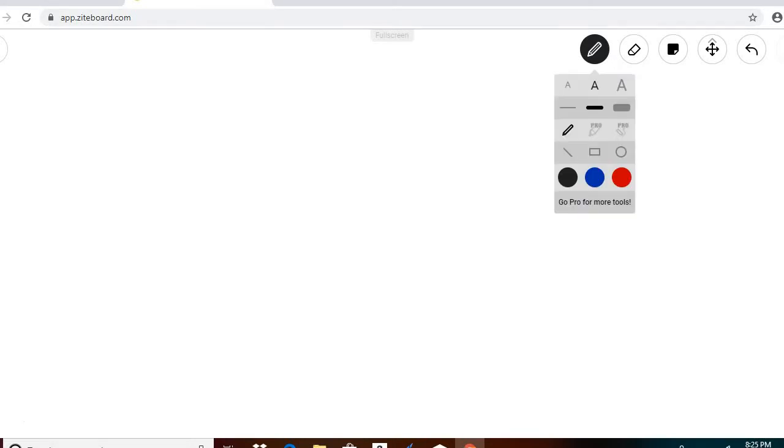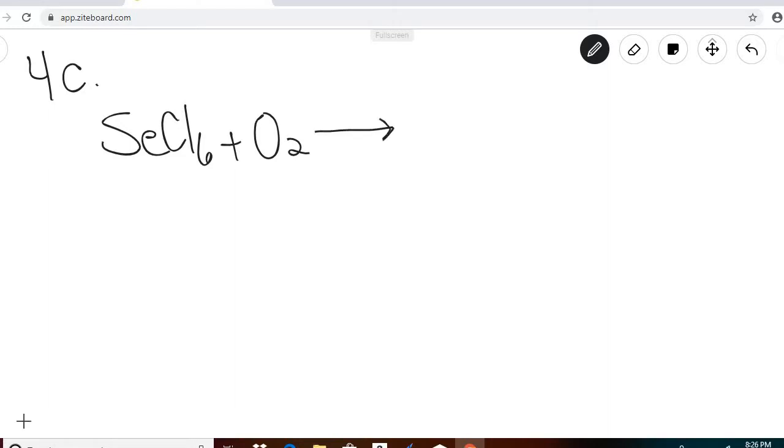Okay, 4C, you were given SeCl6 plus oxygen will give us SeO2 plus chlorine. And you have to remember, I think they give you that as chlorine gas.